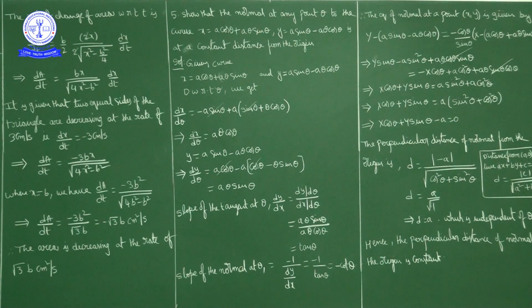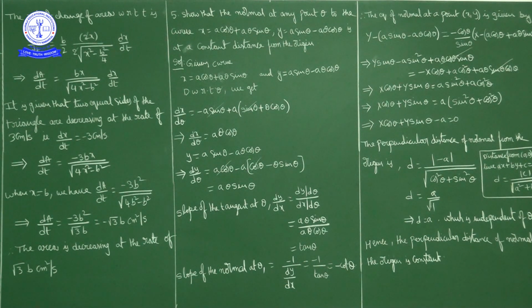I'll repeat once again. The question is: two equal sides of an isosceles triangle with a fixed base are decreasing at the rate of 3 centimeter per second. Suppose triangle ABC is an isosceles triangle, BC is the base with fixed length b, and the equal sides AB and AC are both equal to x. Equal sides are decreasing at 3 centimeter per second, so dx by dt is equal to minus 3 centimeter per second. The question is how fast the area is decreasing when the two equal sides are equal to the base, so we have to find dA by dt when x is equal to b.